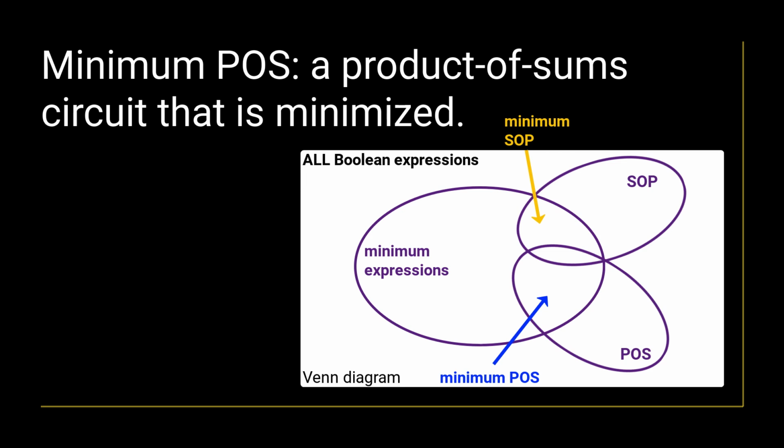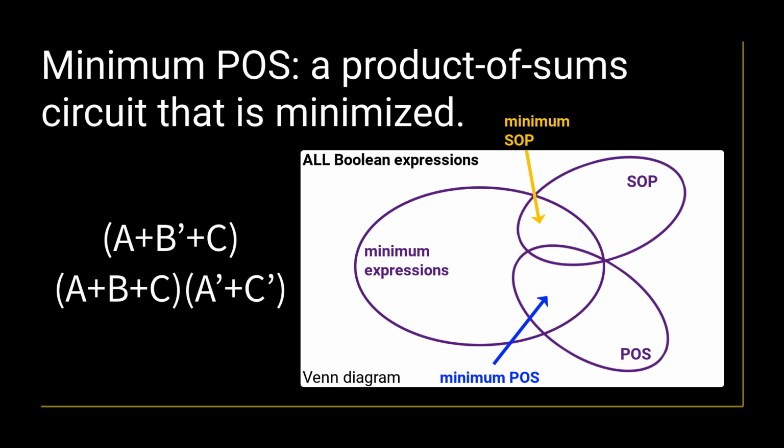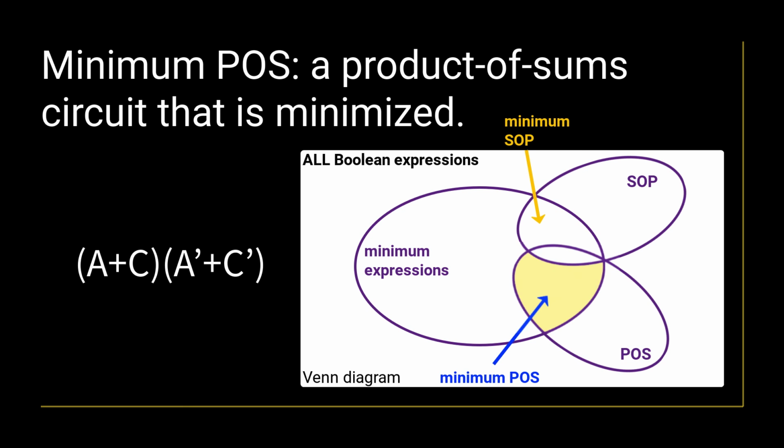It is also possible to derive a minimum POS expression. This is a POS expression that has been reduced to contain as few logic gates with as few inputs as possible. A plus B prime plus C times A plus B plus C times A prime plus C prime is POS, but not minimum. When minimized, this expression becomes A plus C times A prime plus C prime.